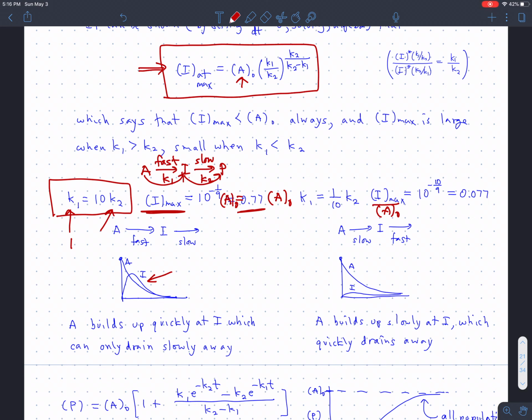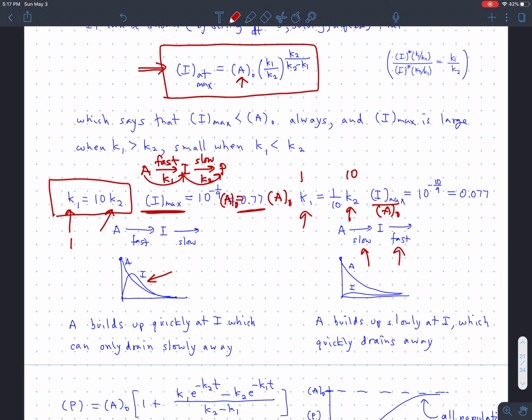So in that case, if we have a fast first step and a slow second step, intermediate builds up and reaches a high concentration. But now let's suppose we take the other case. We take that K1 is only 1/10 of K2. So K2 is 10 and K1 is 1, let's say. That means we have a slow first step and a fast second step.